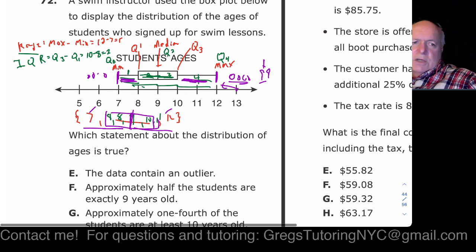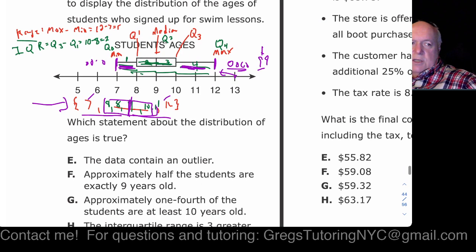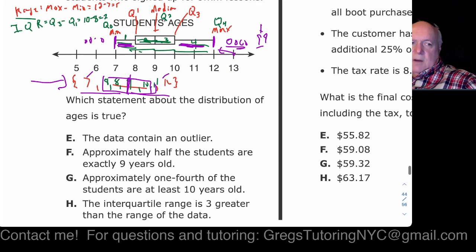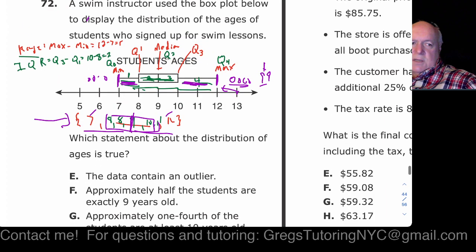A swim instructor uses the box plot below, that's the one I've been using for my example, to display the distribution of the ages of the students signed up. Now, I gave a certain distribution. They're not saying my numbers are the actual numbers. I only gave them to be demonstrative of what was going on here. All right, so I'm going to scroll past that so we can get the choices showing on the screen, because we don't really need this above. It just says there's a bunch of people swimming.